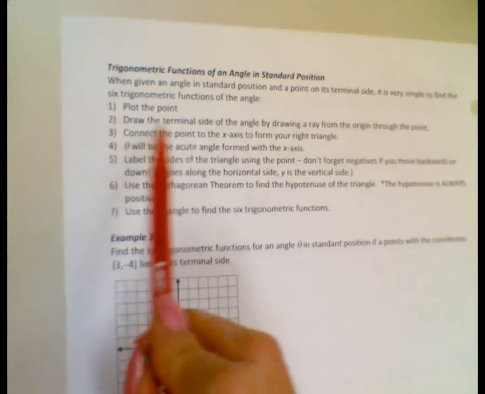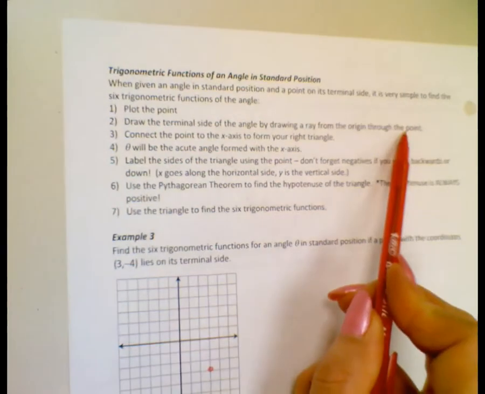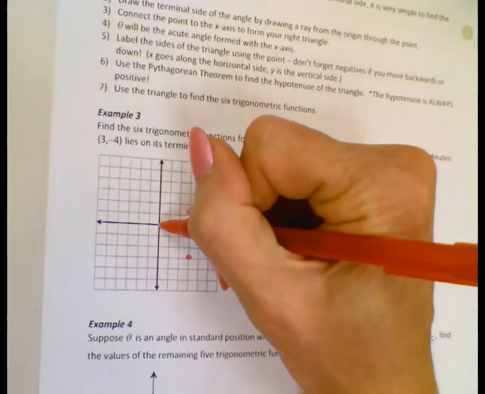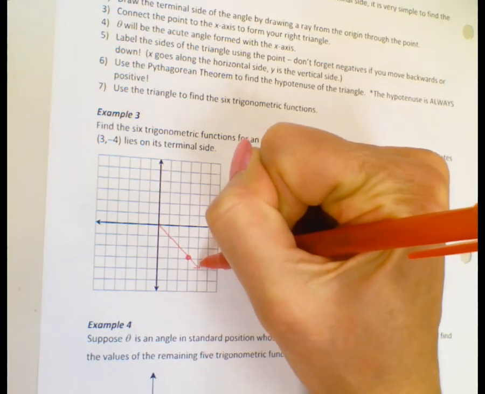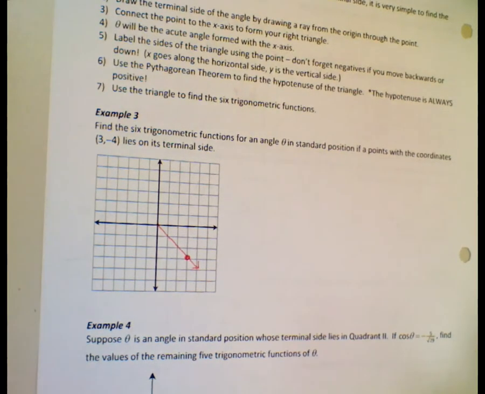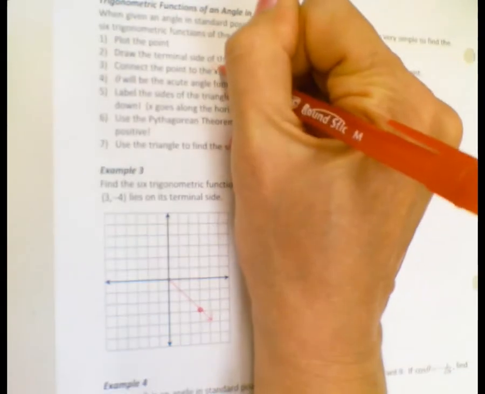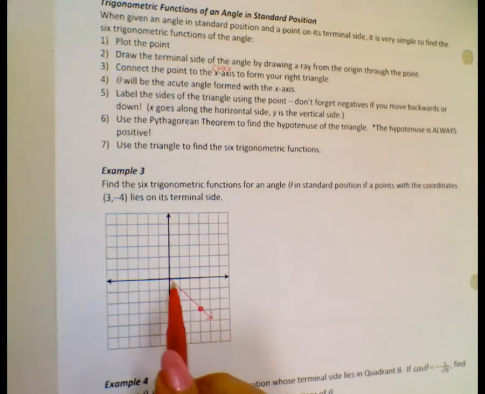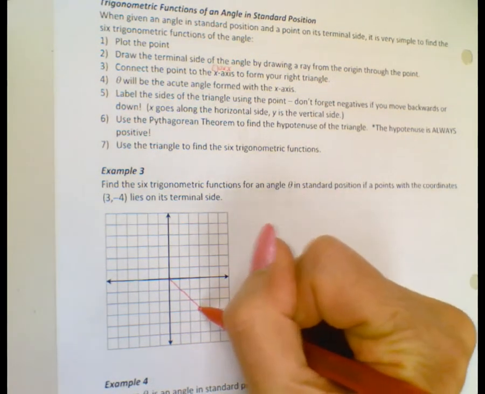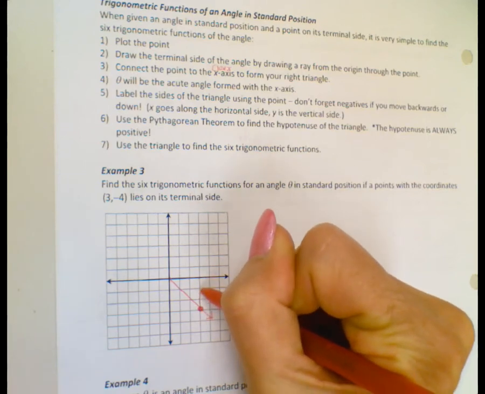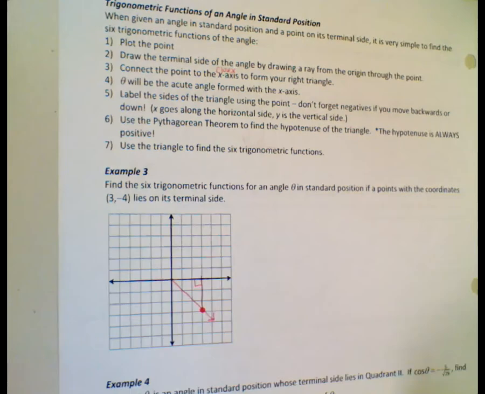Step 2, draw the terminal side of the angle by drawing a ray from the origin through the point. So this is our hypotenuse of the triangle. So we're going to go from the origin and we're going to draw a ray through the point like that. Step 3, connect the point to the closest x-axis. So would it be this axis or this one? This one's closer, so we're going to this one. And we're going to form a right triangle. So from the point, don't go from the arrow, go from the point. Go up here and form a 90-degree angle with the closest x-axis and put in a square. That's a 90-degree triangle.